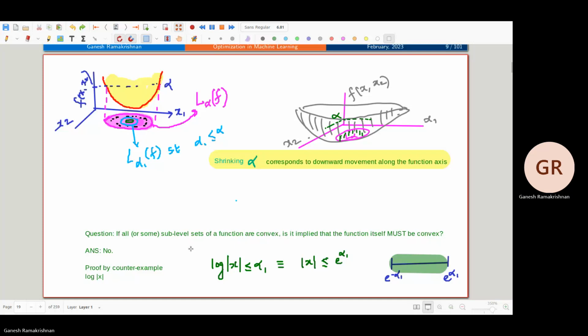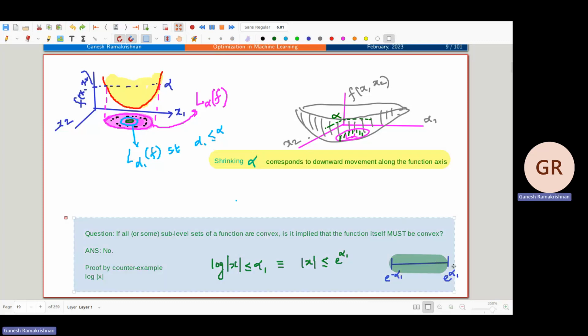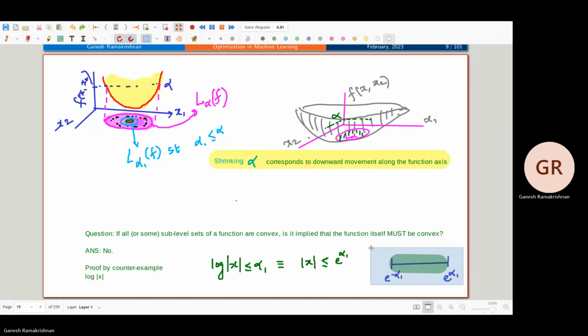Sorry? This is e raised to minus, no, this is e raised to minus alpha 1. No. Yeah, I'm saying this one is a positive interval. E raised to minus alpha 1. This doesn't contain 0. They're okay? Both are positive.